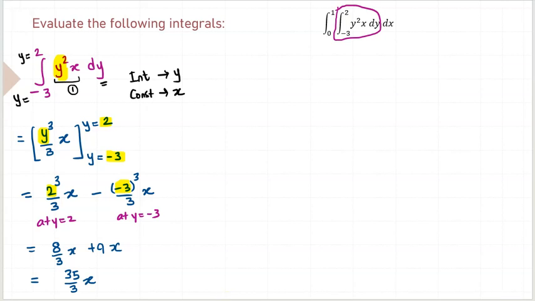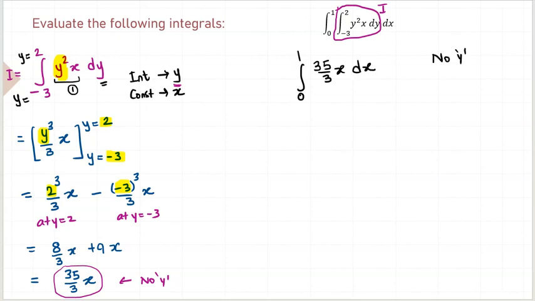Now see carefully. Here we are integrating with respect to y. So the term that you get doesn't have y. So it means yes, you are going correct. Okay. So let's say this was I, like the first part. The result is now this. So using this in the given integral, we have 0 to 1. In place of this, we have 35 over 3 x dx. So here you should have only x, no y, only x.